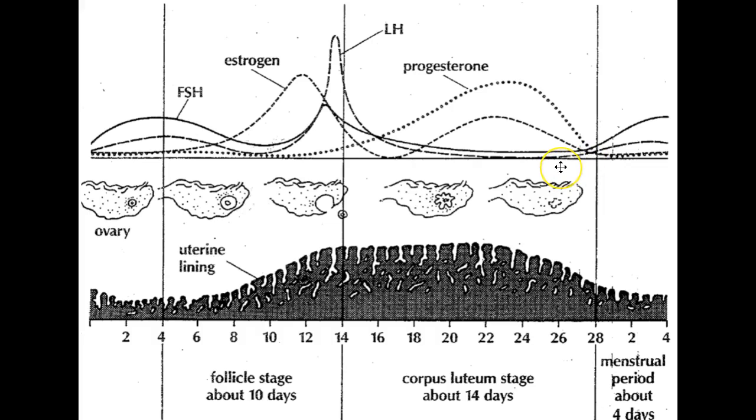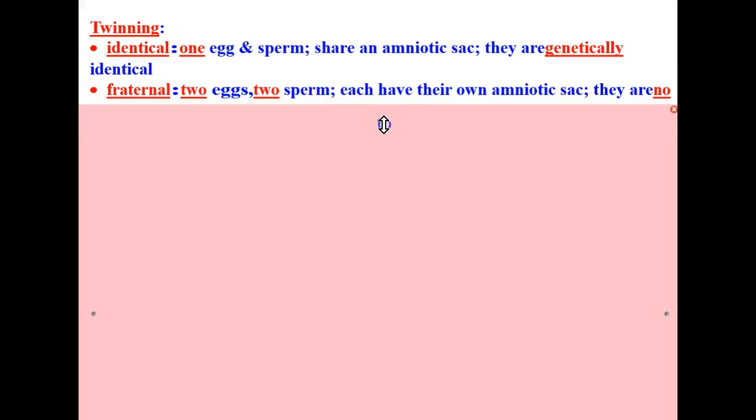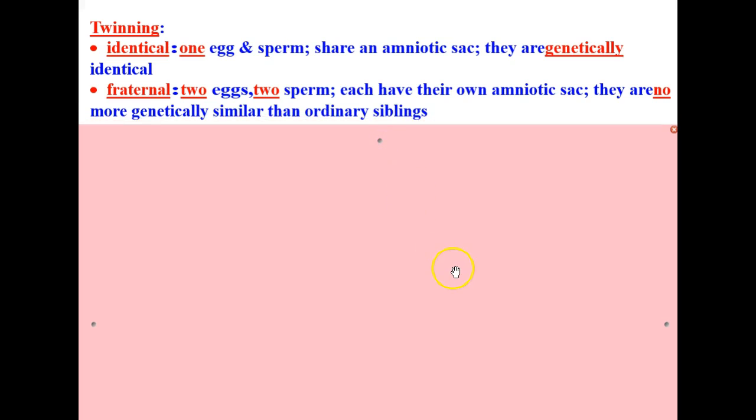All right, so that'll do it for the female reproductive cycle. Let's take a look at some other topics here as well. Next, we'll discuss twinning. There are 2 types. Identical twins are one egg and sperm that share an amniotic sac. They are genetically identical. This is one egg and sperm that have split into 2 individuals or more. Fraternal twins are when 2 different eggs are fertilized by 2 different sperm, and each have their own amniotic sac, and they are no more genetically similar than ordinary siblings.